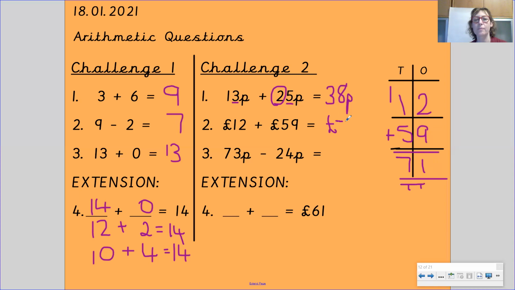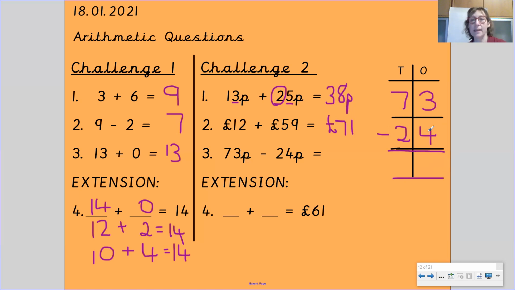I'm just going to clean that because I need to use it for my next one. So 73p take away 24p. I'm going to do this 2 ways. I'm going to do this using column subtraction, and then I'm going to do it using the way we did at school because we never looked at borrowing at school.